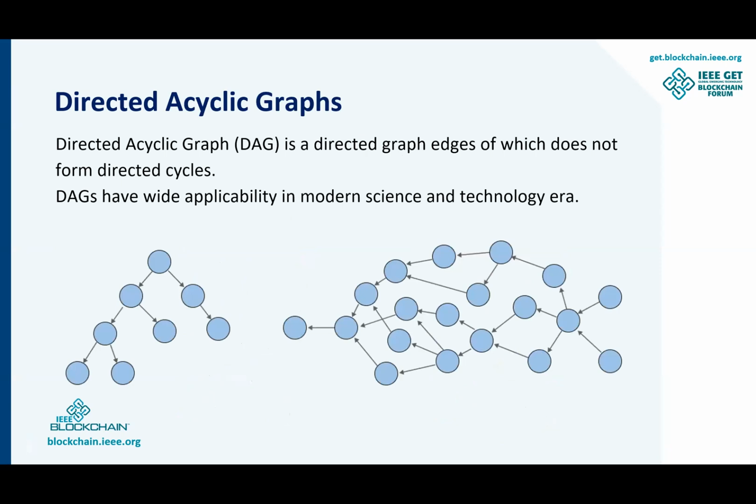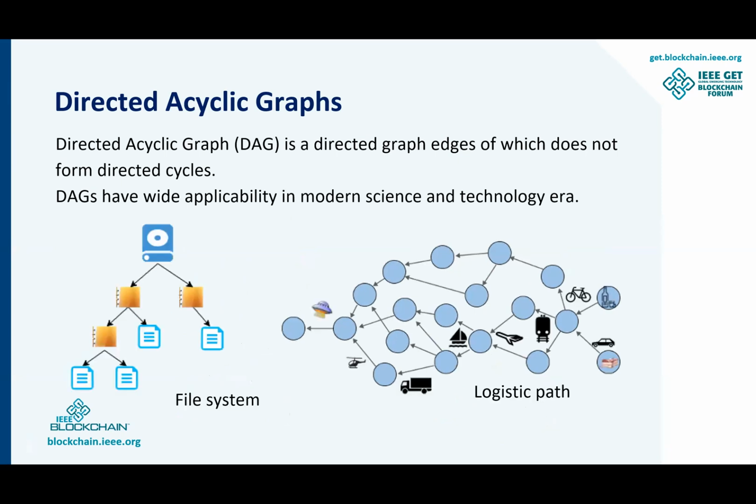A directed acyclic graph is a directed graph in which edges don't form cycles. This data structure is widely utilized nowadays. An example could be a structure of folders in the file system. They are also used in logistics.